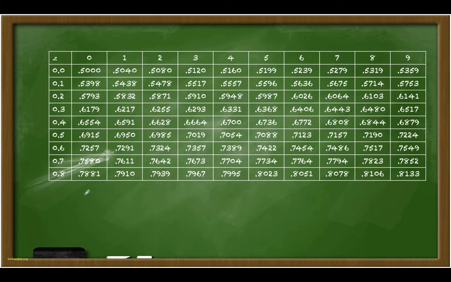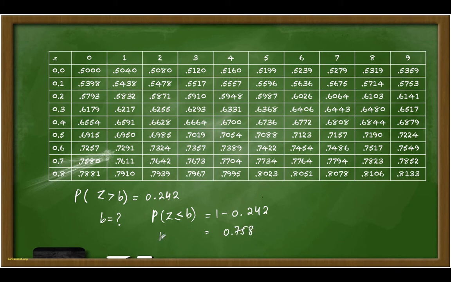And let's have another example. Suppose the probability that z is greater than b is 0.242, then what is the value of b? We can say, simply using the property, that the probability that z is less than or equal to b is 1 minus 0.242, and when we subtract it, we get 0.758. And if you look at the table above, you can see it's 0.7. So we can say that b is 0.7.